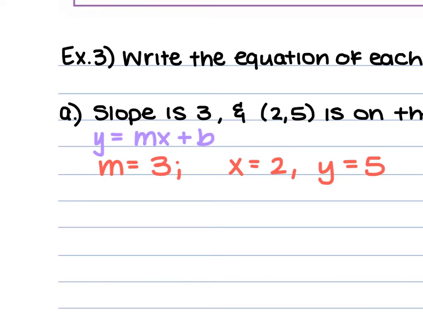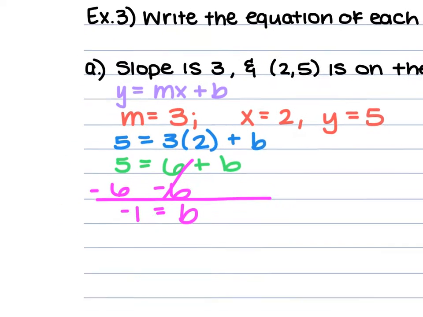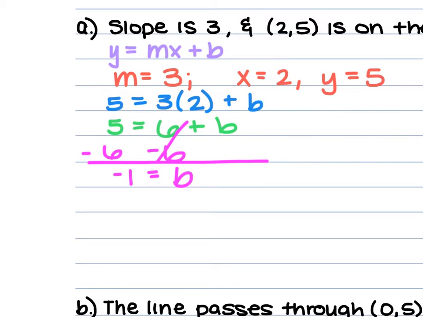So if we start here, we have a y, which is 5, is equal to m, which is 3 times x, which is 2, plus b. We're solving for b. So the 3 times 2 is 6. 5 is equal to 6 plus b. We're going to move the 6 over by subtracting it from each side. And we're going to get that -1 is equal to b. If b is equal to -1 and m is equal to 3, we're going to put this in slope-intercept form. So y is equal to 3x minus 1.